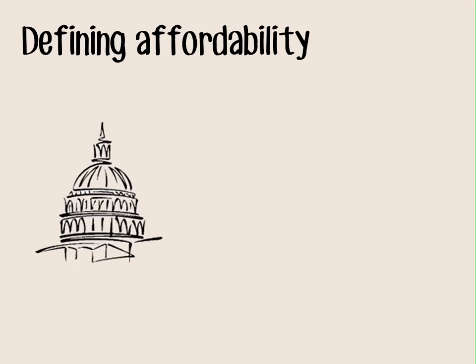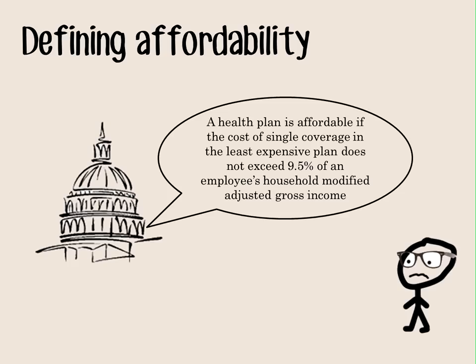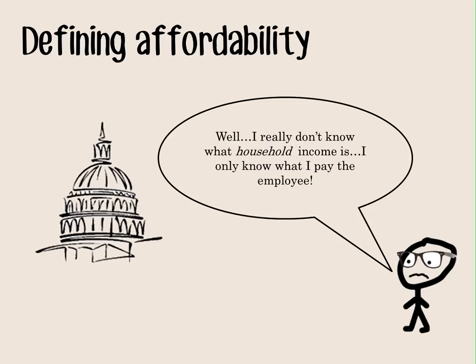You can think of the original conversation between bureaucrats and employers as going something like this. Initially, a health plan is affordable if the cost of single coverage in the least expensive plan does not exceed 9.5% of an employee's household modified adjusted gross income. Naturally, employers were perturbed in that, well, they really don't know what household income is. They only know what they pay the employee.